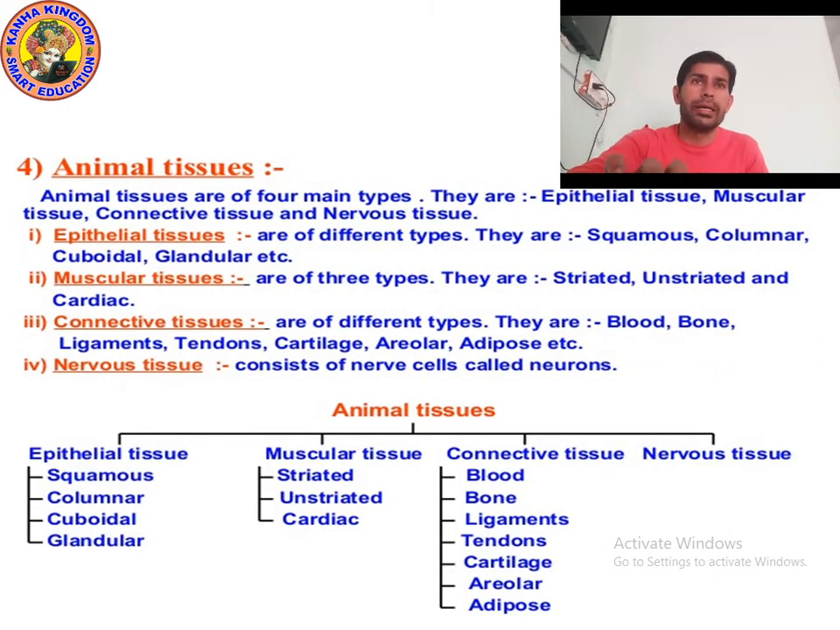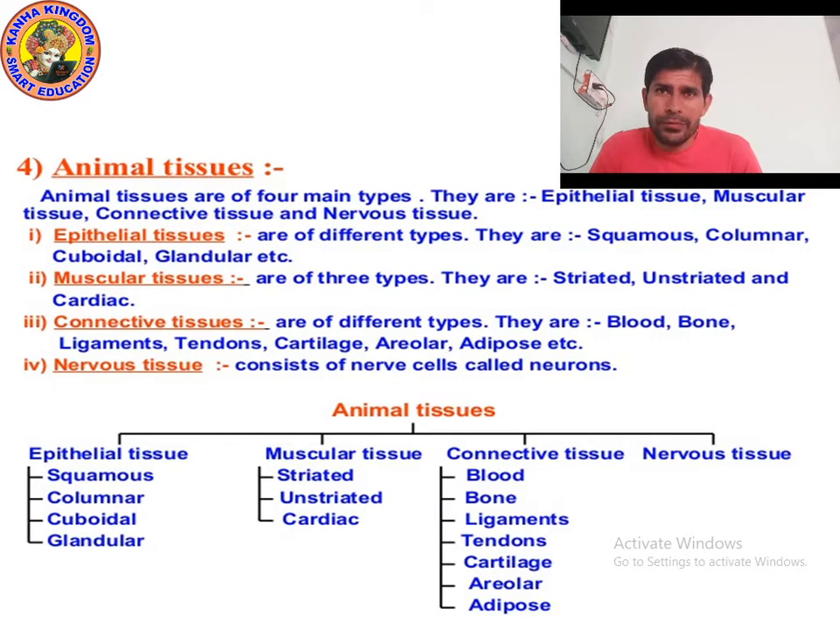Okay, kids, let's talk about animal tissue. You already know the difference between plant tissue and animal tissue. Plants do not move from place to place because most of their cells are dead and provide mechanical support and strength. The growth of plants takes place only in some regions. So plants have meristematic tissue, which divides and helps in growth, and permanent tissue, which does not divide.